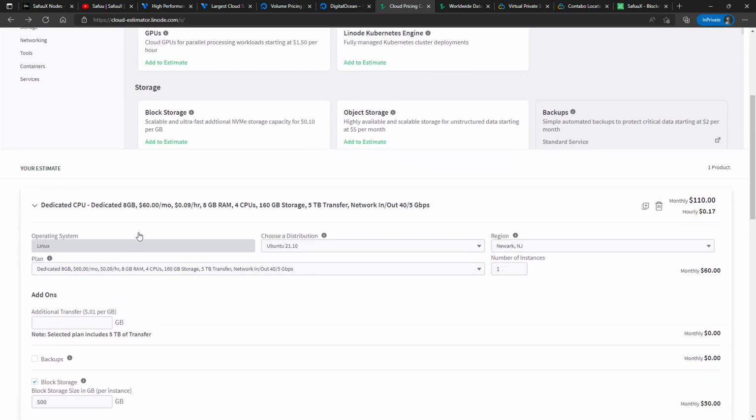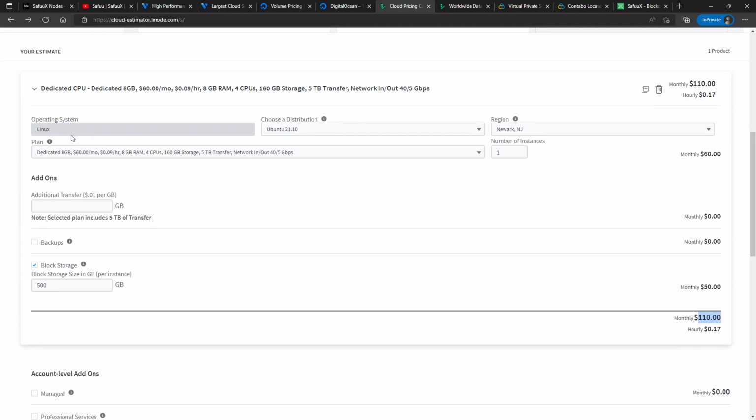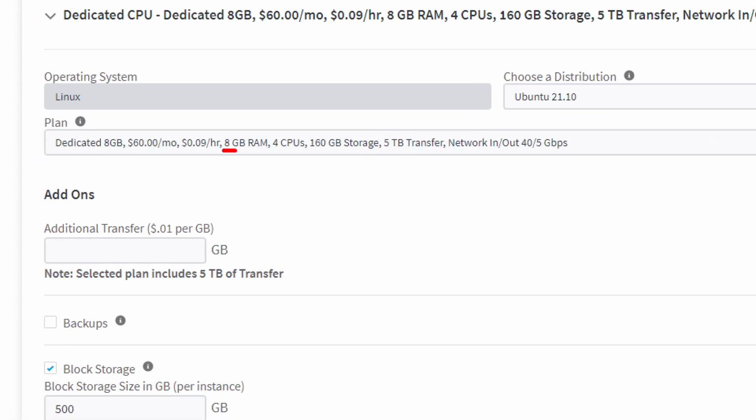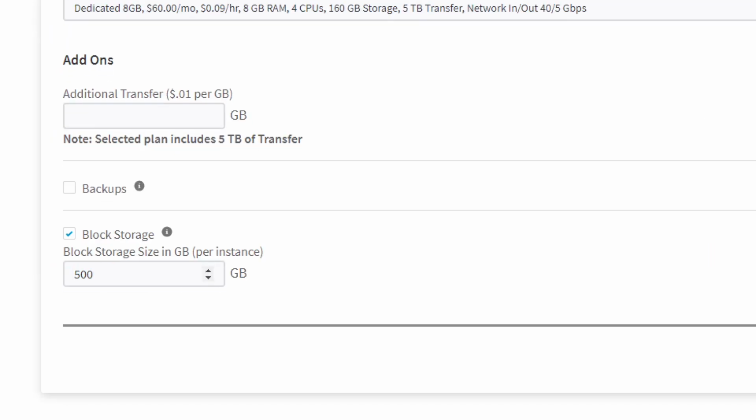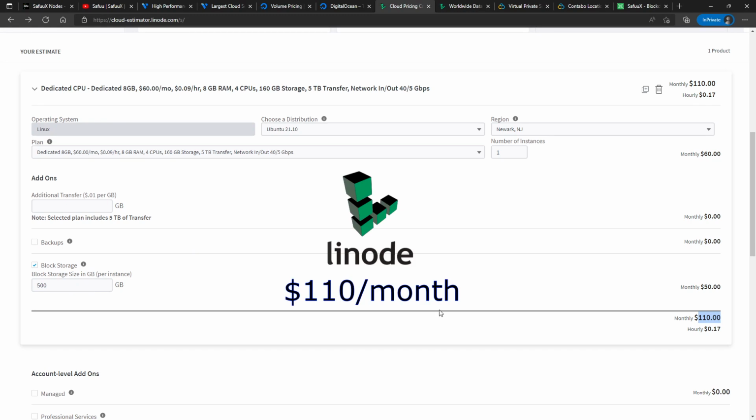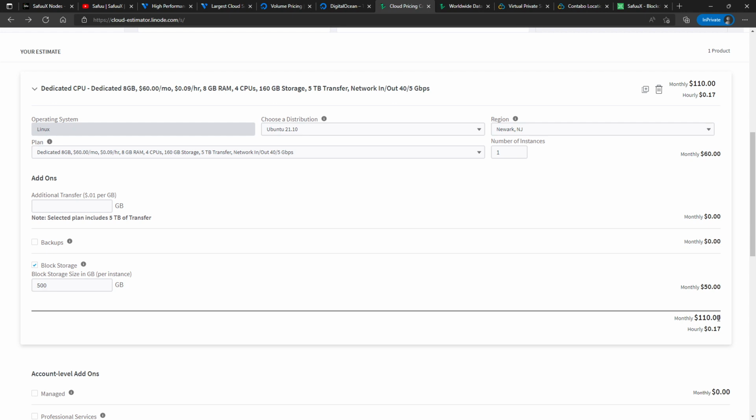The second to last one is Linode. Okay, so Linode had this nice calculator that I could put in my Linux operating system with the latest version of Ubuntu, my region closest to me. If I zoom in here, you can see 8 gig of physical memory, 4 CPUs, again, not enough storage. So I had to add my 500 gig here, and that gave me 110. So we've increased from Vultr at 98, DigitalOcean at 106, and Linode at 110.